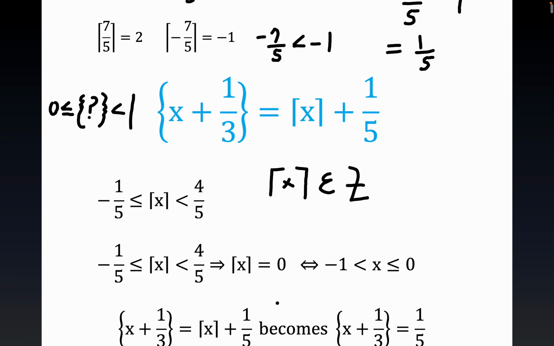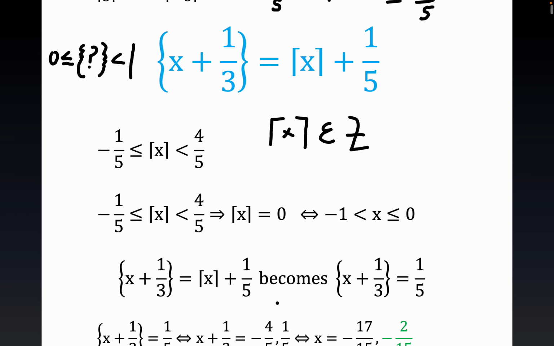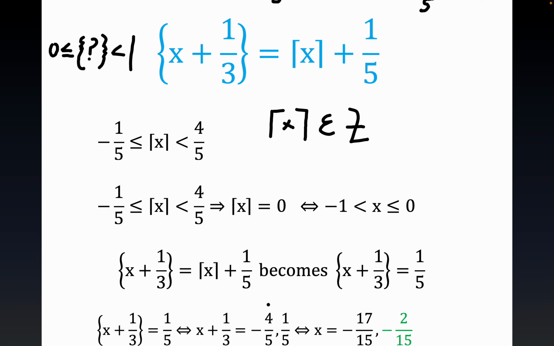Now, after this, it's fairly straightforward. The original problem just becomes this because of the aforementioned. So the fractional part of x plus 1/3 becomes x plus 1/3 equals 1/5, because this piece is just equal to 0, right? And so we get a simplified version of reality. This is our original equation. Now all we have to do is solve this.